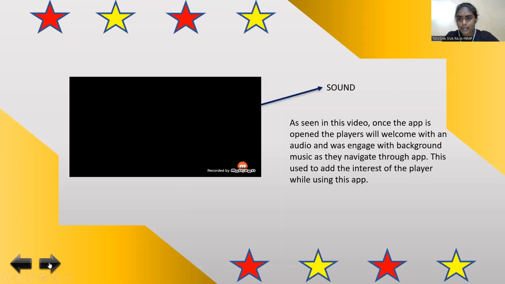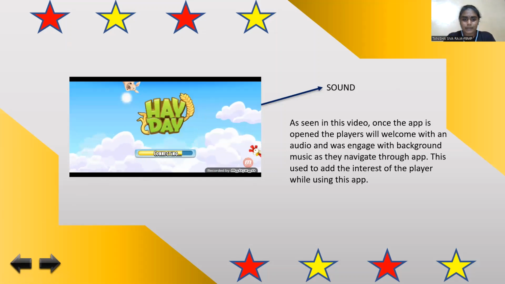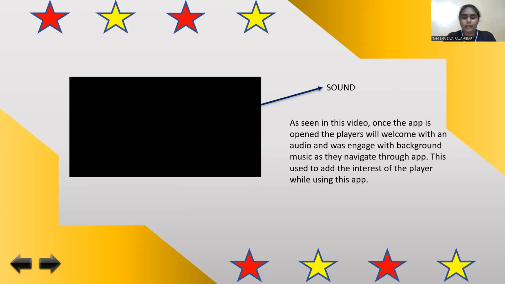Next are the elements. There are 5 elements in multimedia. The first in this game is the sound element. As seen in this video, once the app is open, players are welcomed with an audio and engaged with background music as they navigate through the app. This is used to add to the interest of the player while using the app.